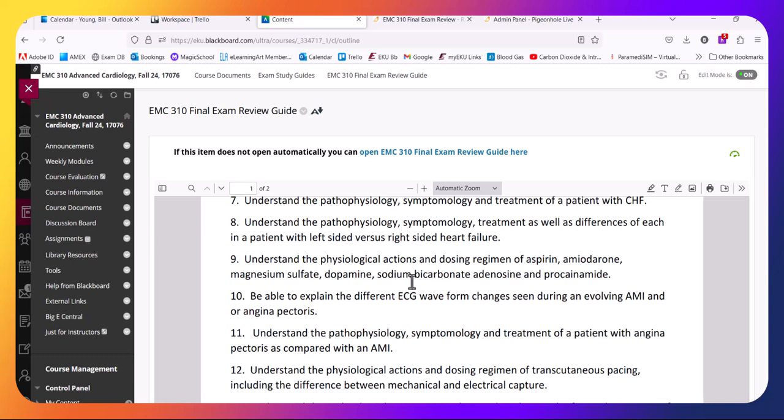What's your dosing regimen for bicarb in the presence of metabolic acidosis? 1 milliequivalent. Because remember, with bicarb we're giving it as an electrolyte. 1 milliequivalent per kilogram of actual weight.